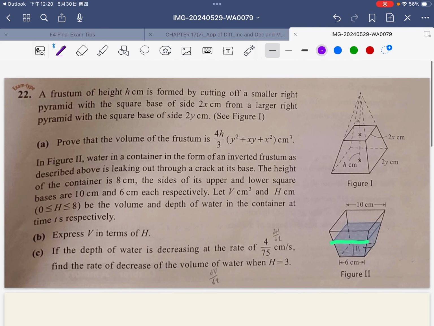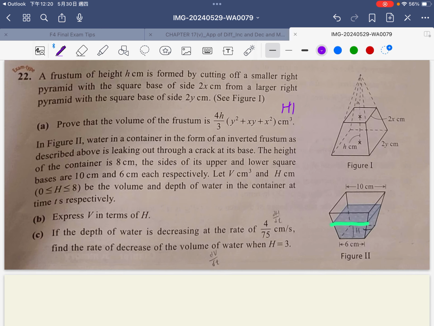And here is a DSE M2 question from a student. HKDSE M2 question. This question is quite long and divided into three parts. First part, we have a pyramid, and we cut the top side and it becomes a frustum. The upper part of the frustum is a base. The base is a square, 2x times 2x.